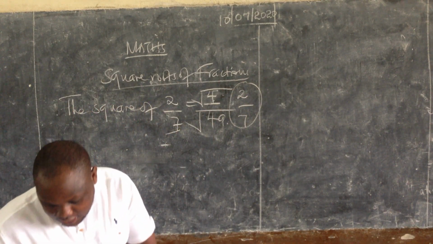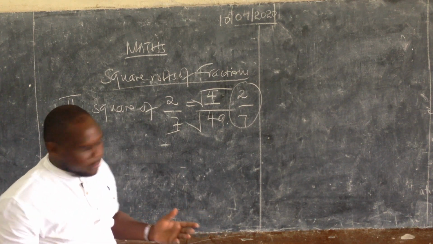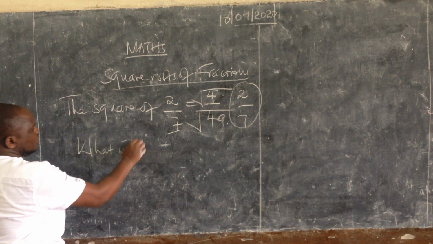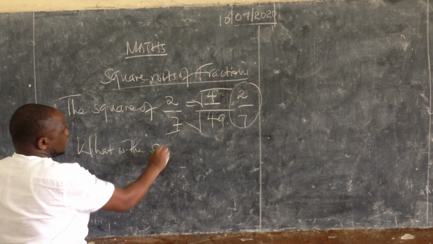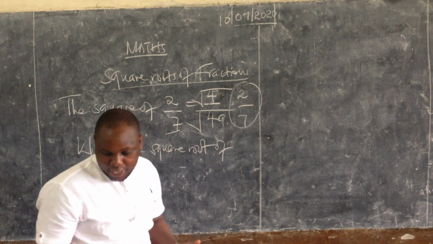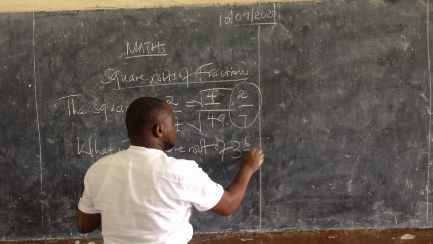So now let's look at this. What is the square root of a mixed number here? 3 and 6 over 25.